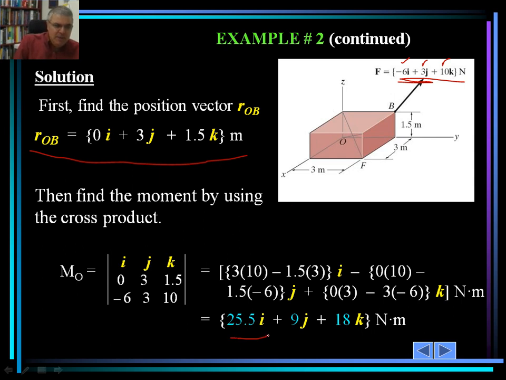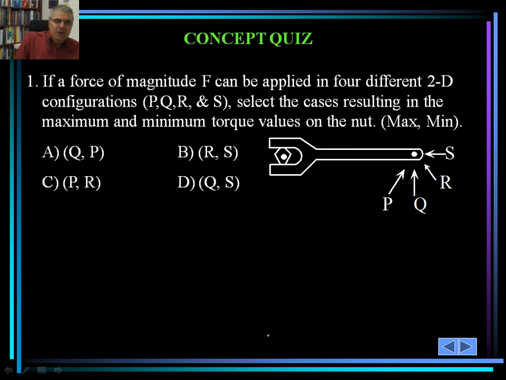The answer would be 25.5i, 9j, plus 9j, plus 18k Newton meter. Let's take a look at a very interesting concept quiz. Both of them are very interesting.